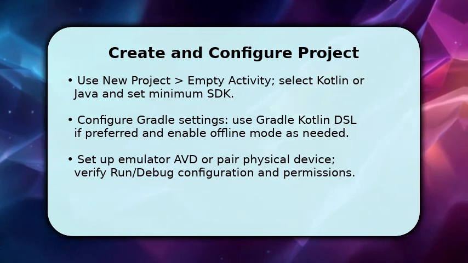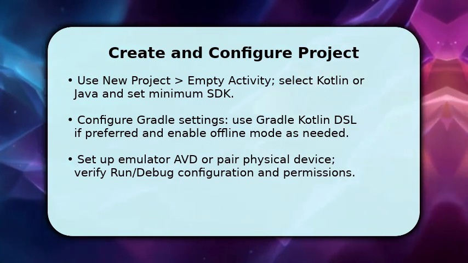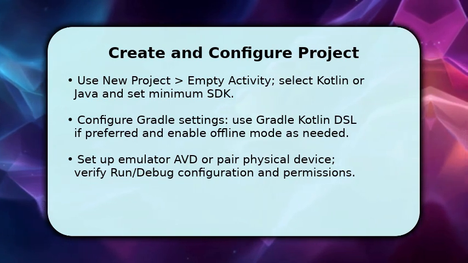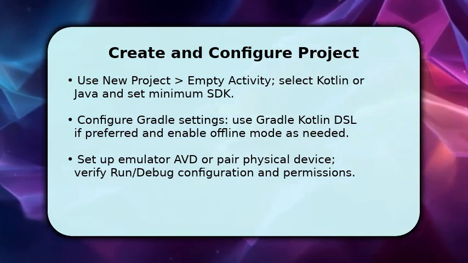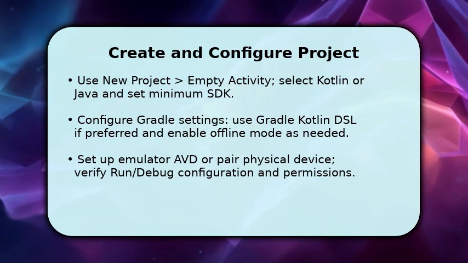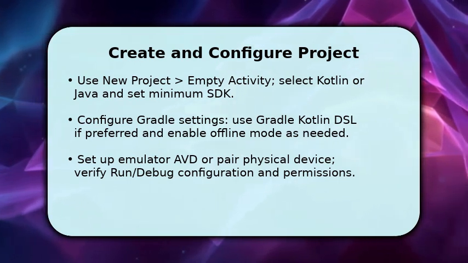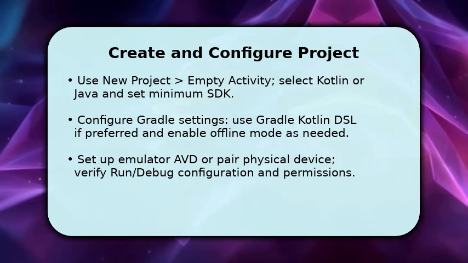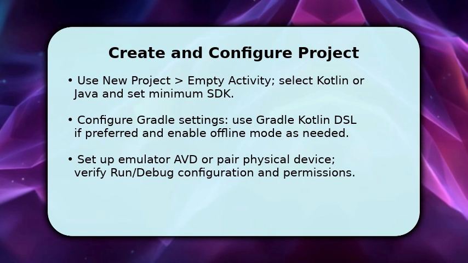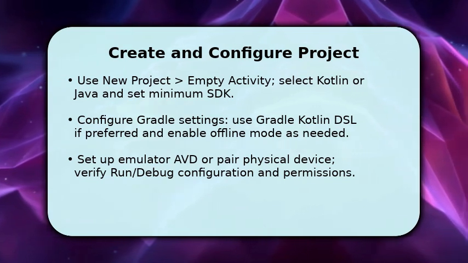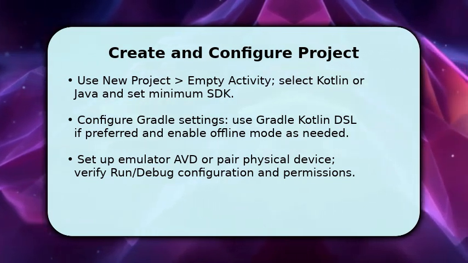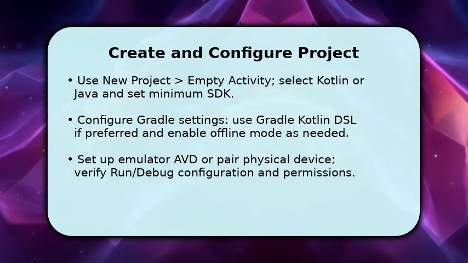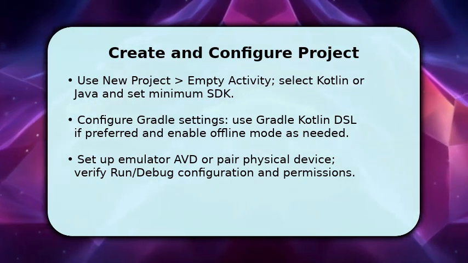Then inspect Gradle files. Set your application ID, min SDK version, and target SDK version, and sync the project to download dependencies. Make sure the run/debug configuration targets the correct module, and choose an AVD that matches your min SDK or connect to your physical device. Finally, build the app and run it. Watch Logcat to finish, test thoroughly.